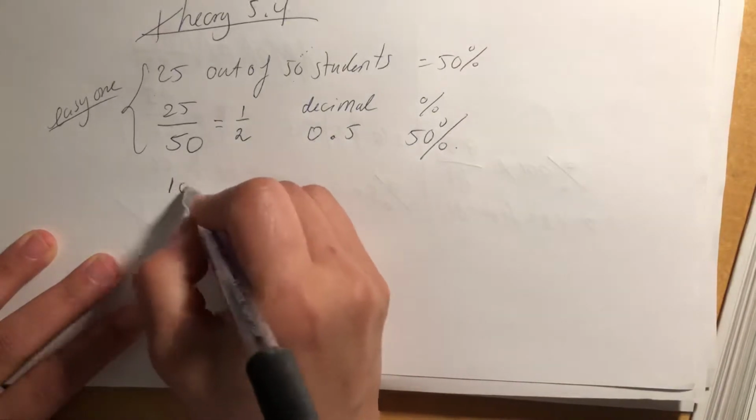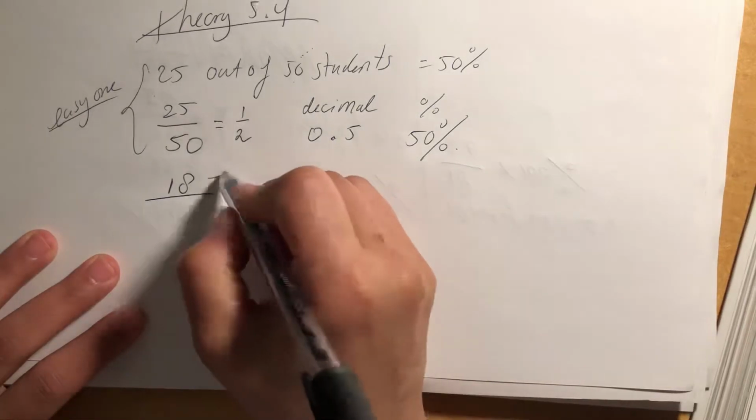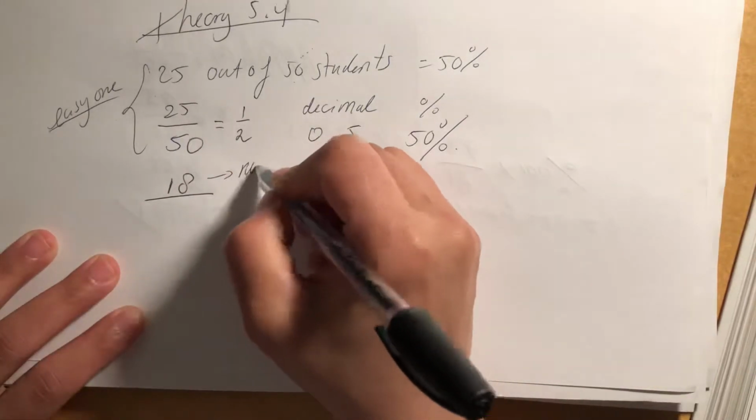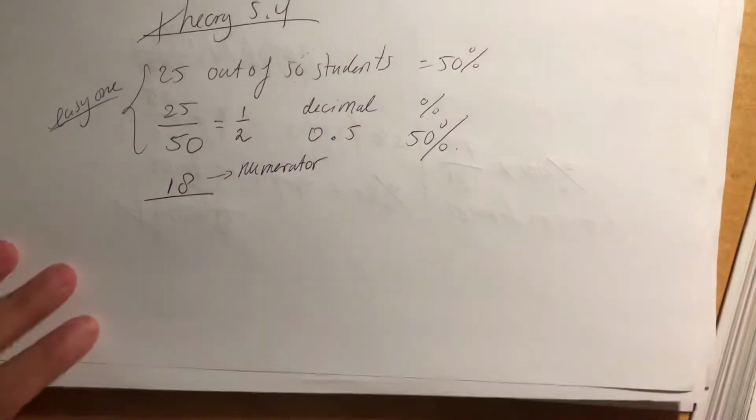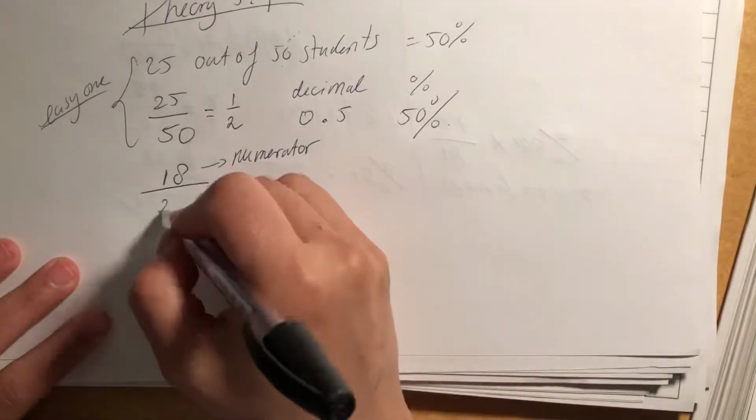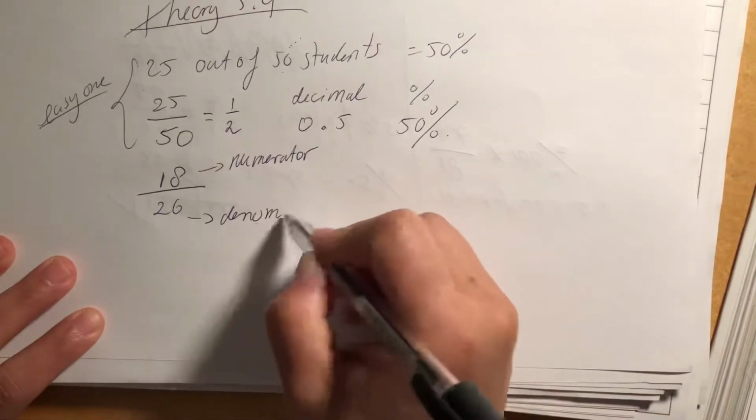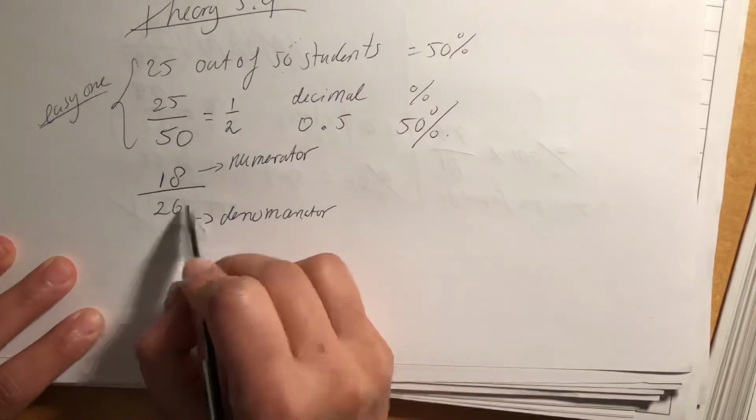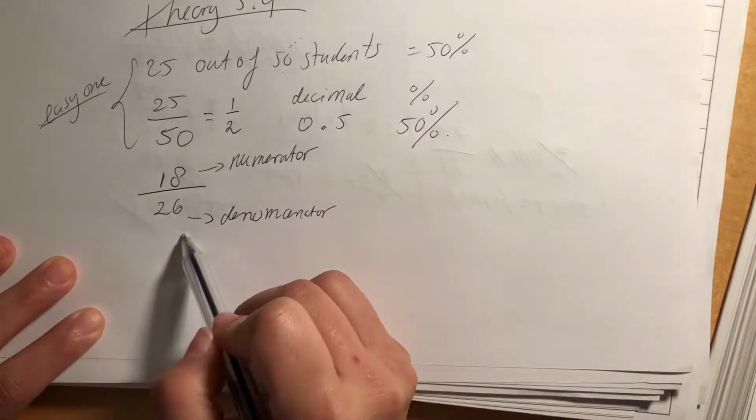So 18, you write it down as the numerator. This is what you want to calculate, so numerator. And the total amount of students in the class is 26, and this you write down as the denominator. Denominator. This is the total amount of students. This is what you want, and this is the total amount.